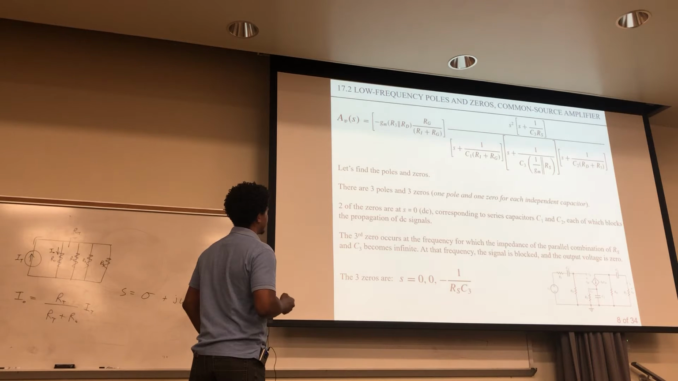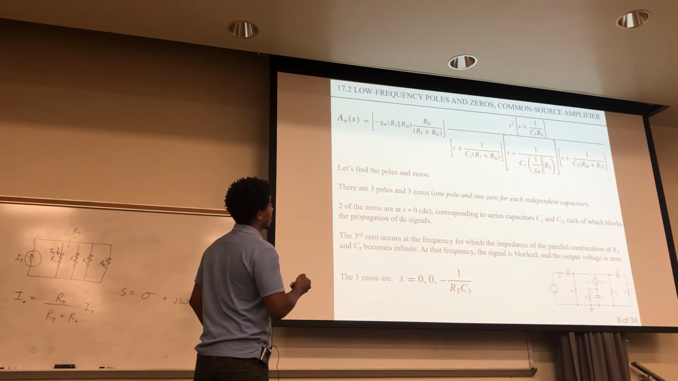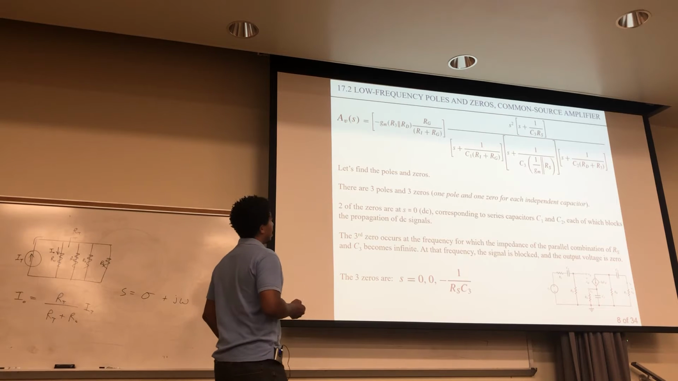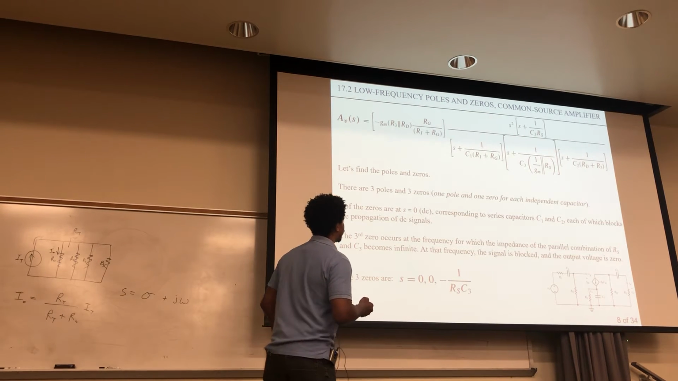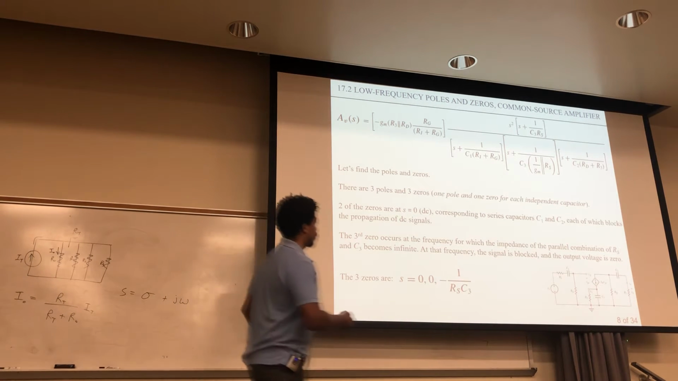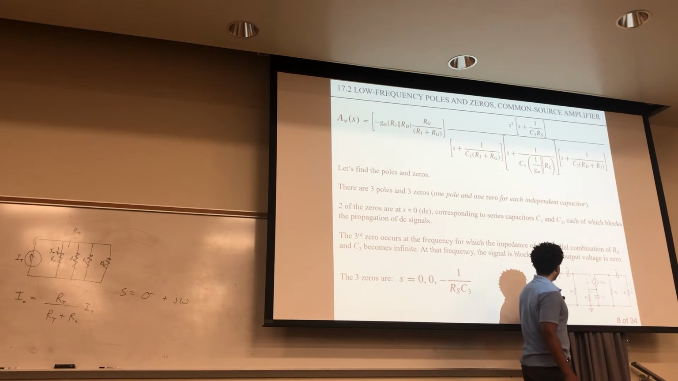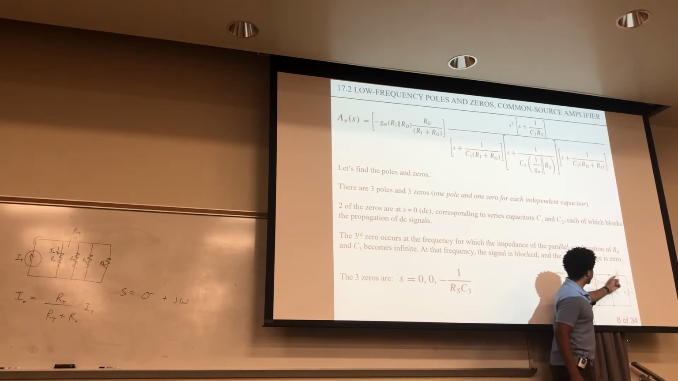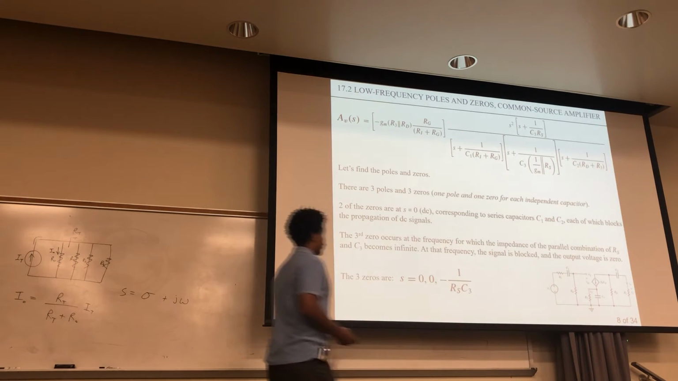And there are 2 of the zeros. They occur at S equals 0. You can see that right there. Okay, so it's a double 0 right there, second order 0. And those correspond to series capacitors C1 and C2. Both of those block the DC signal. And here's the circuit right here. So we're talking about C1 right here. That's blocking that. Here C2 is blocking that for the output. Okay, so that's going to be a 0.